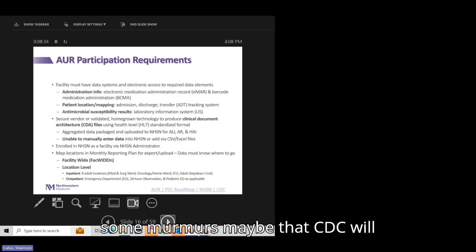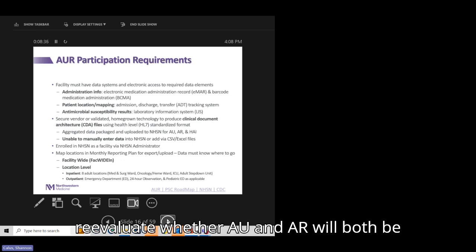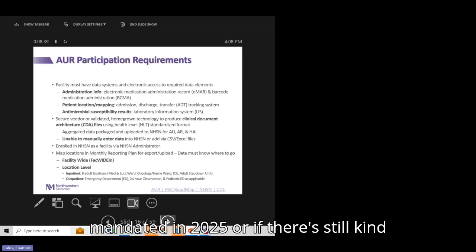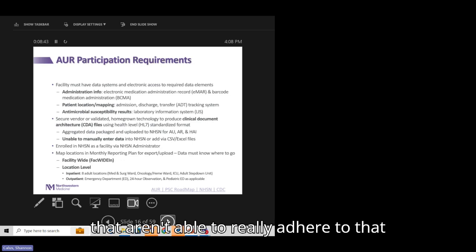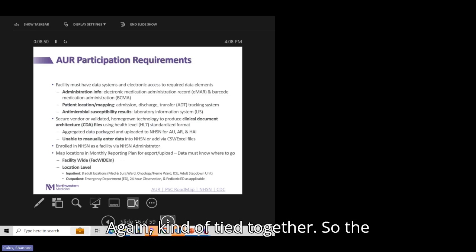There have been some murmurs that CDC will reevaluate whether AU and AR will both be mandated in 2025, or if there's still a significant percentage of facilities that aren't able to adhere to that AR mandate, and whether that'll be, again, tied together.